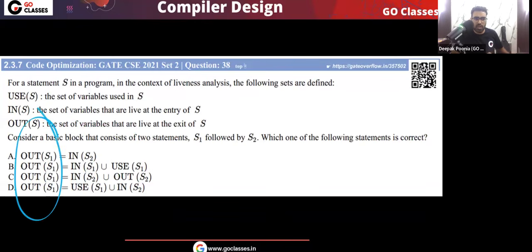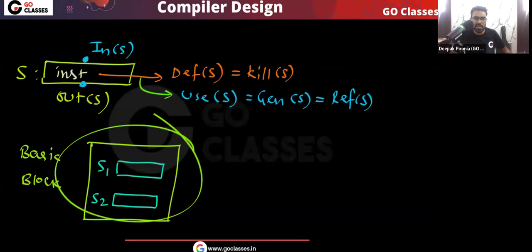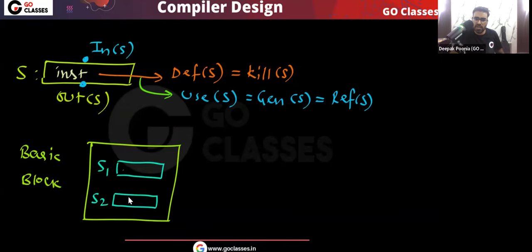Basically we need to find what is out of s1. You can see in all the options there is out of s1. Remember, this s1 has only one successor, that is s2, because these statements are in a basic block. S1, s2 are in a basic block, and s2 is after s1. I can say s1 is followed by s2. Because they are in a basic block, we will execute these instructions in this order. First s1 will execute, then s2 will execute.